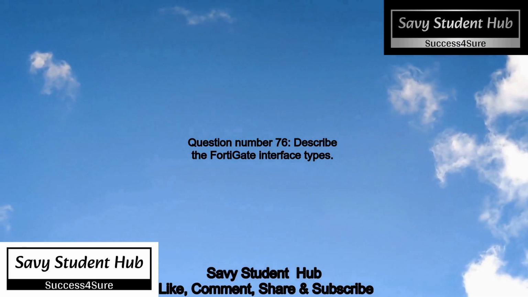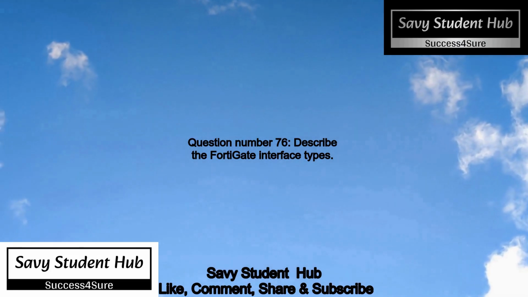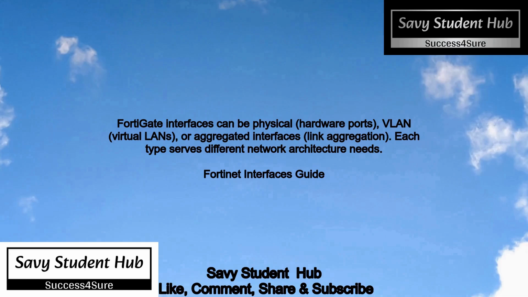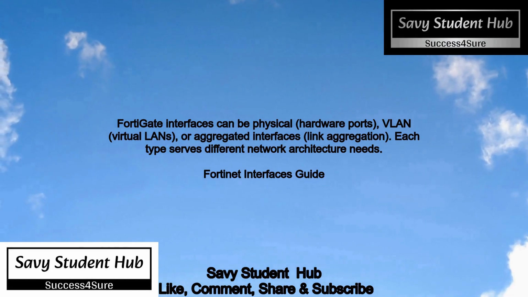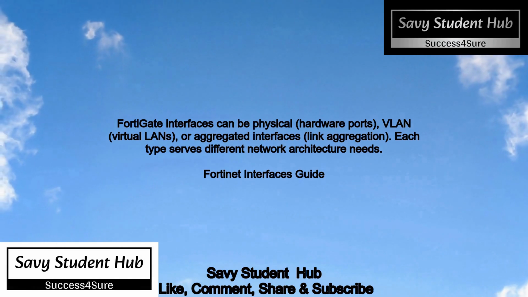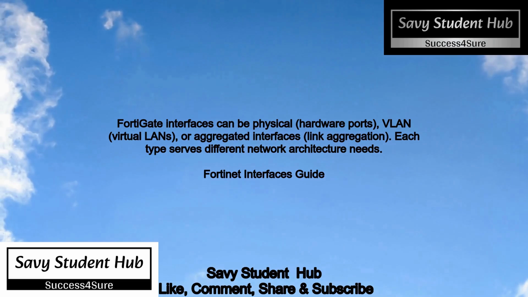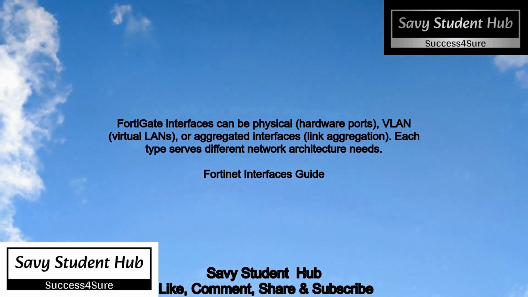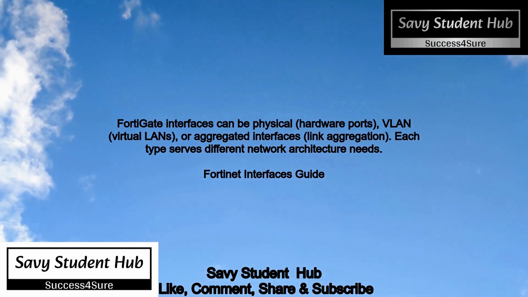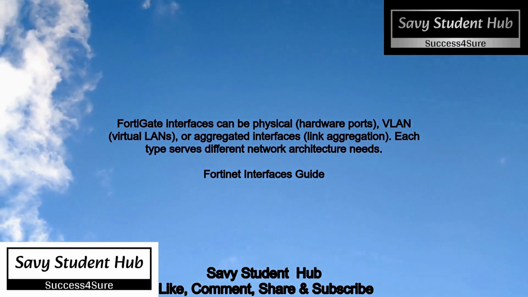Question number 76. Describe the FortiGate interface types. FortiGate interfaces can be physical hardware ports, VLAN, virtual LANs, or aggregated interfaces, link aggregation. Each type serves different network architecture needs.